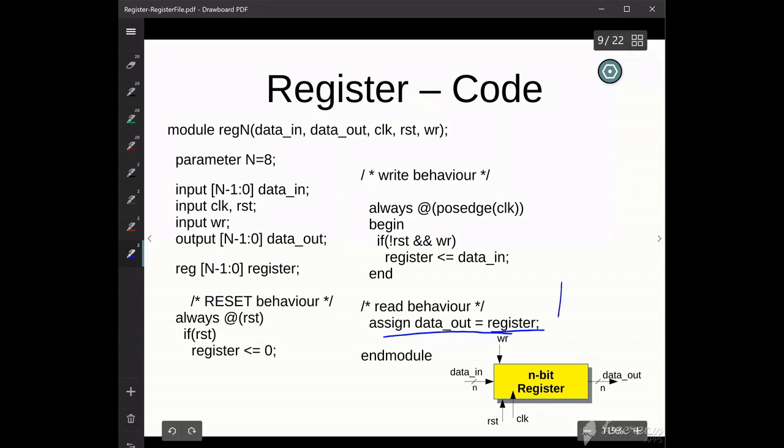There could be other ways of coding this. You could do this at passage. This is right now a combinational output, right? So you could do this as a sequential readout of data out at the positive edge of the clock. But what is shown here is actually the combinational output of the data out. So we will code up this register now.